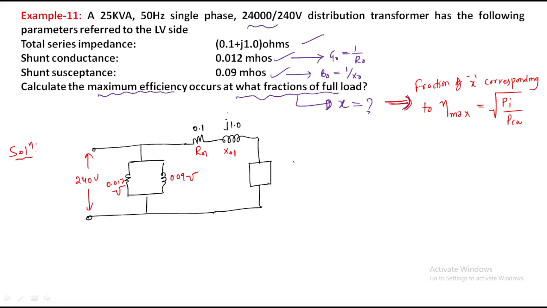Now we have to calculate the maximum efficiency, which occurs at the fraction of load X corresponding to maximum efficiency, that is square root of Pi by PCU. Just we have to calculate the iron loss component and the copper loss component. Later we have to calculate the value of X, that's it. First you have to calculate the iron loss component, later the copper loss component, then X, right?